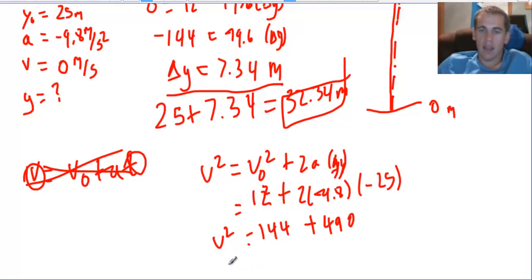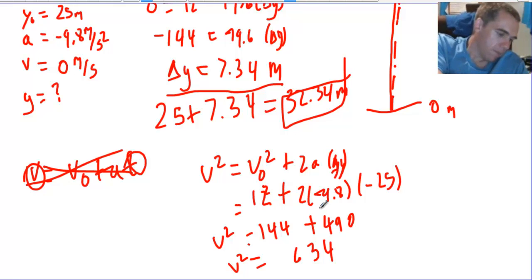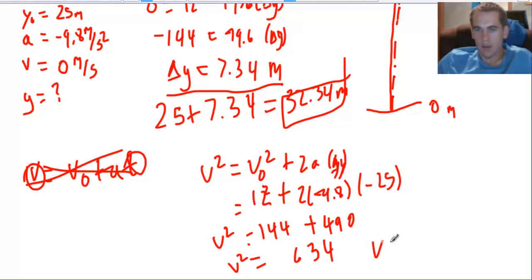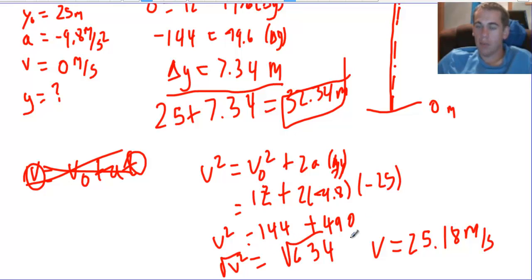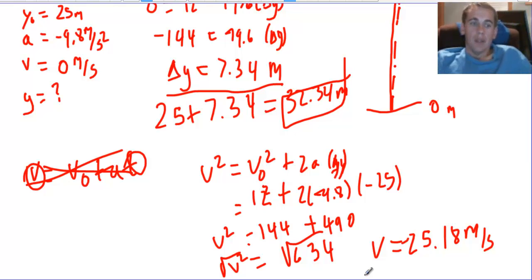And so now I have v squared equals 634. And if I square root that, I get 25.18 meters per second. But again, when you square and square root, you have to pick positive or negative, and I'm negative. Okay. All right, try those problems out of the book.